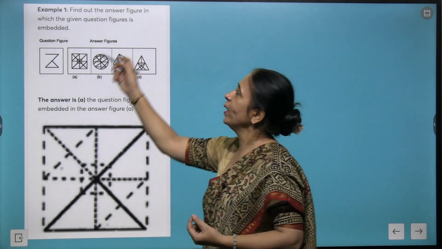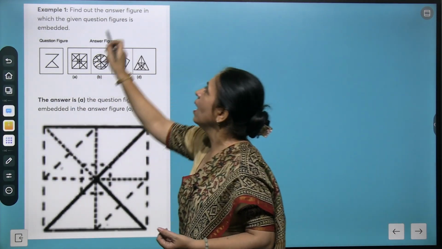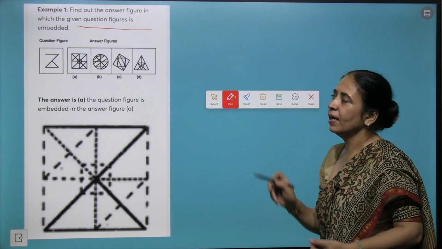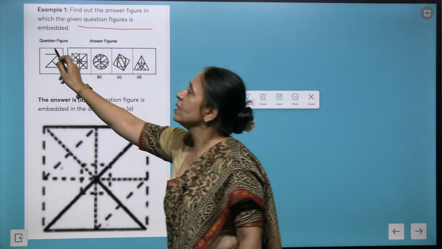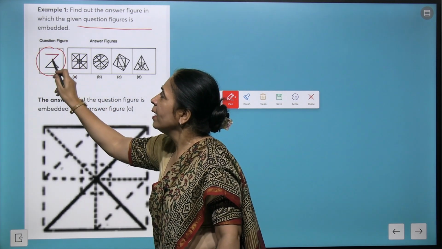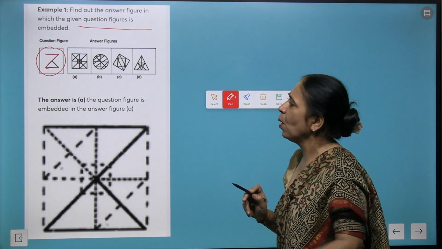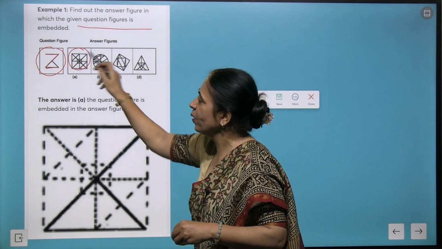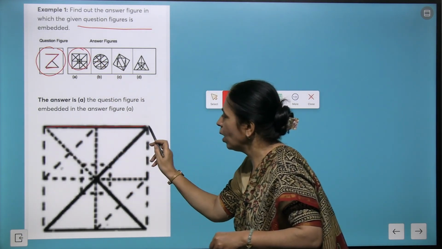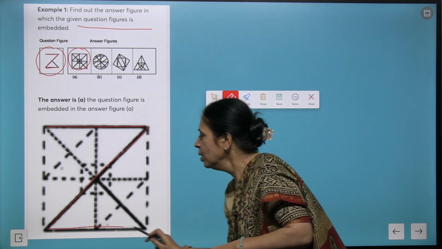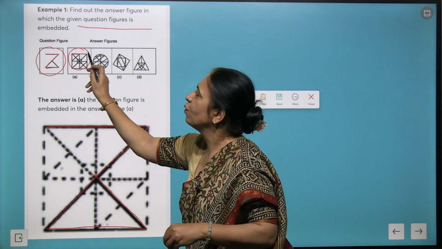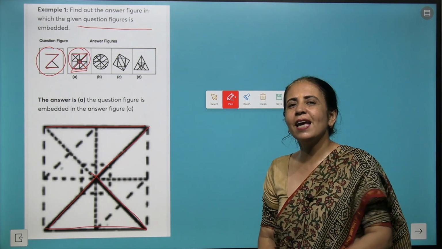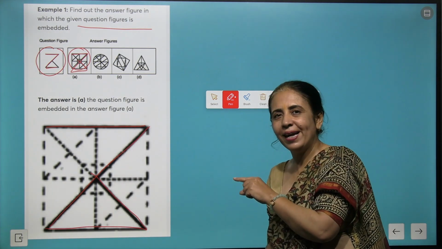Let's take the first question. You have to find the answer figure in which the given figure is embedded. So this is the given figure, and if you try to find out where this figure exists, we could see the first figure, and I have drawn it in the zoomed form. So you could see that this figure exists in the first option, isn't it? And we say A is the right answer.